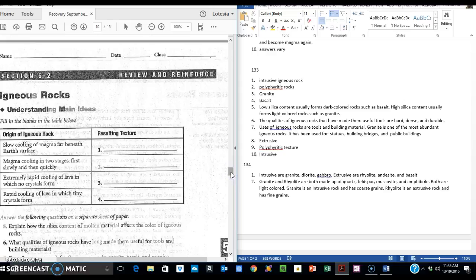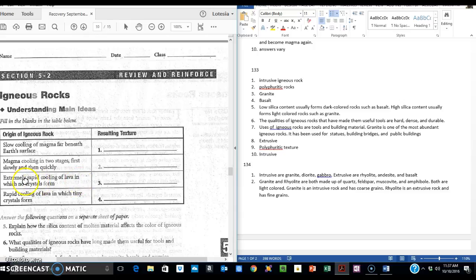Slow cooling of magma far beneath the earth. So for number 1, you should have put an intrusive rock because that is the type of igneous rock that forms underneath the earth. Intrusive, meaning inside. Magma cooling in two stages, first slowly, then quickly, is going to be a porphyritic rock. This type of rock meets that description.